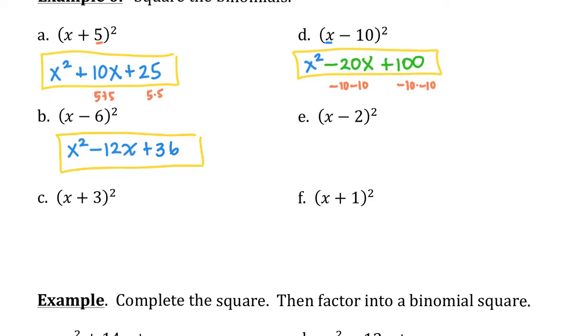Okay, let's try the next one. Okay, it starts with the x, so x to the second. Minus 2 is going to be minus 4x. Minus 2 times minus 2 will be positive 4.